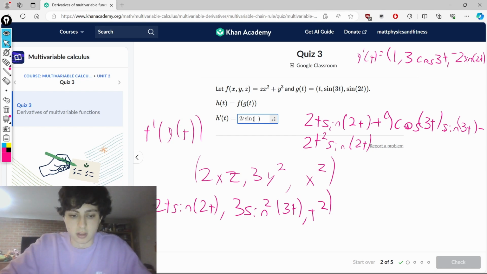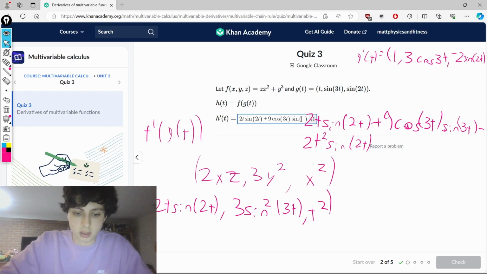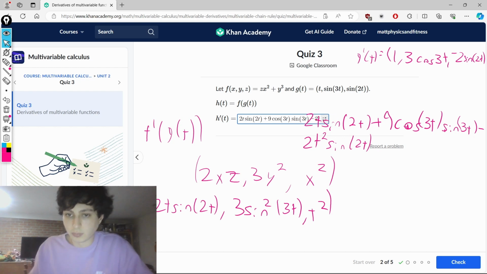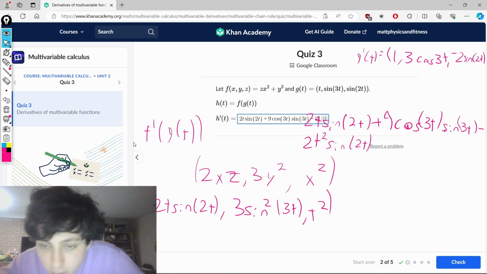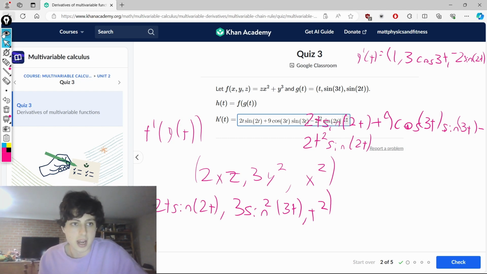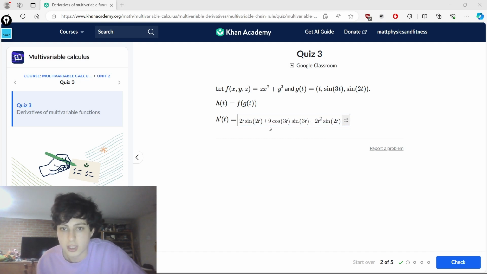2t sine 2t plus 9 cosine 3t sine 3t minus 2t squared sine 2t. Now let's hide it, see if it looks correct. 2t squared sine 2t. That was the only thing I was concerned about.